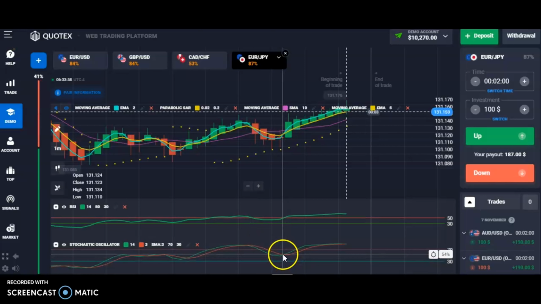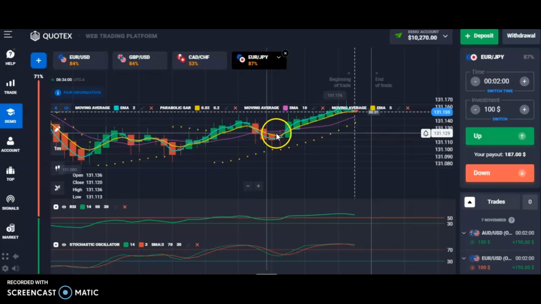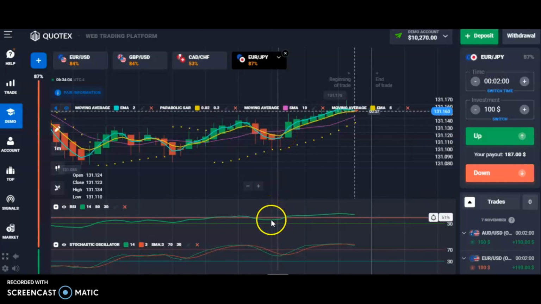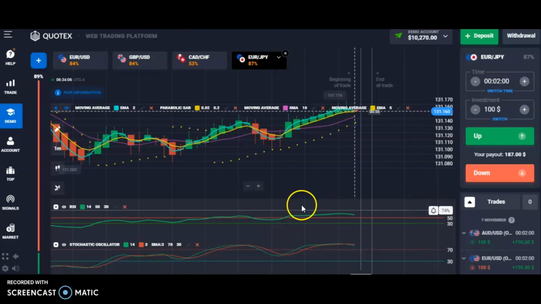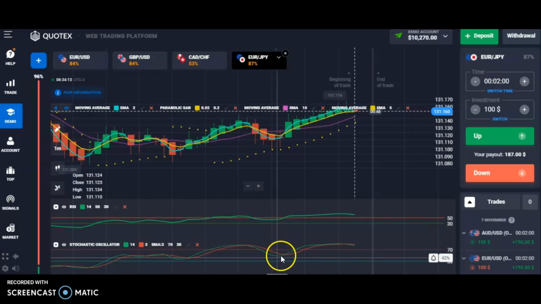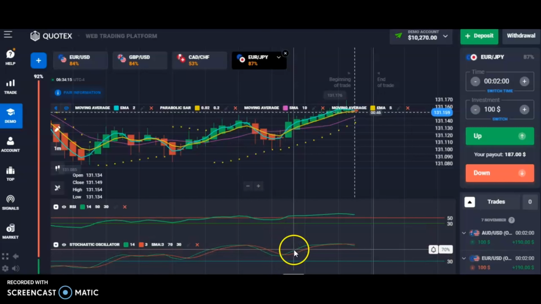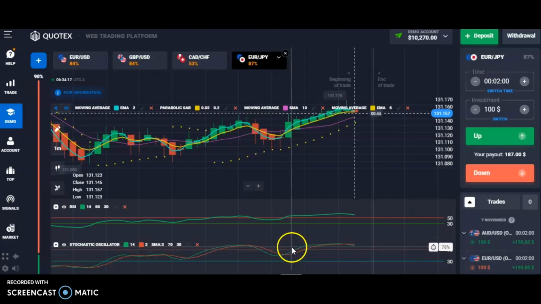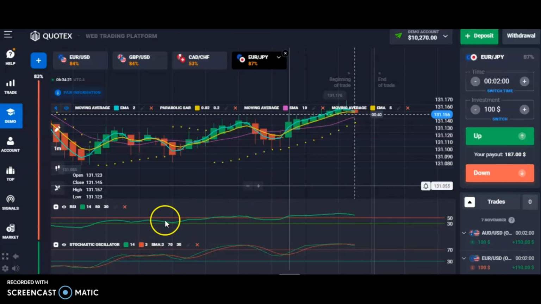If you look at the stochastic here, and you see the crossover happening here, it looks like it's around the 40-ish range. But you do see the crossover happening here with the stochastic, where the green is crossing over in an uptrend. So something to think about, guys, when you're looking for an opportunity to enter a trade.